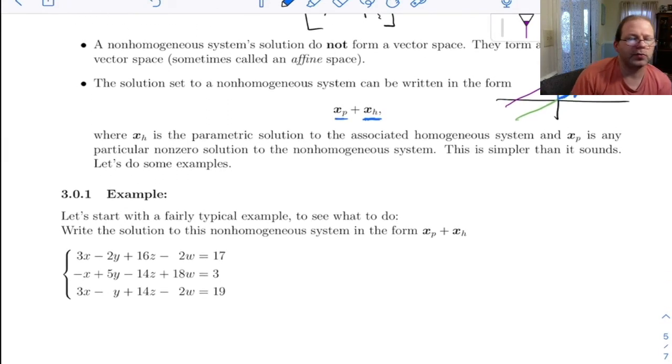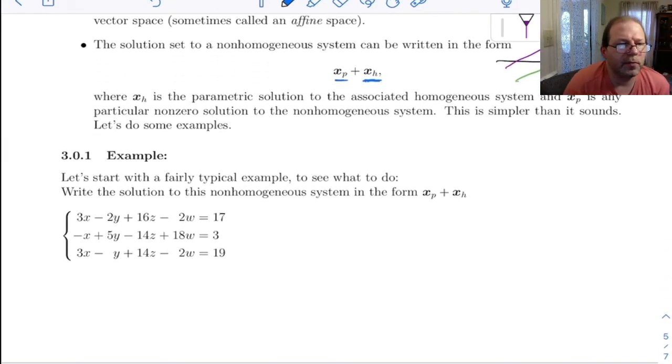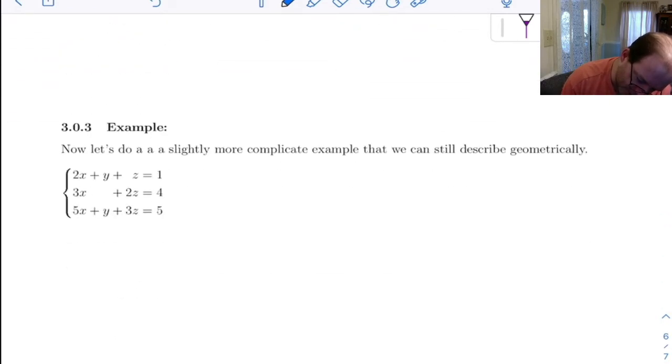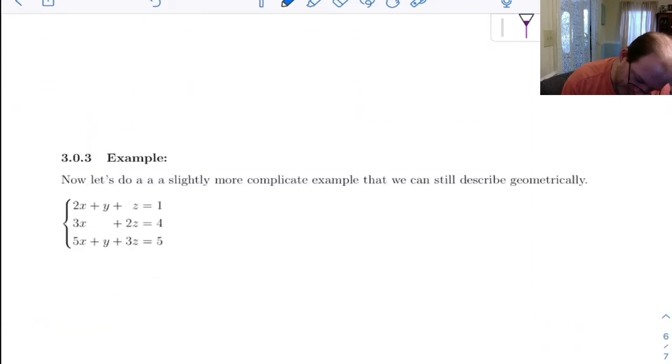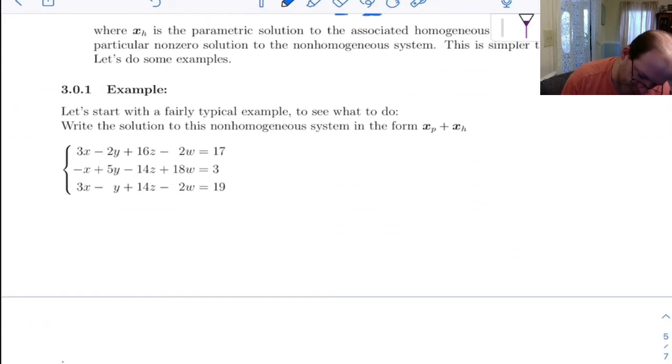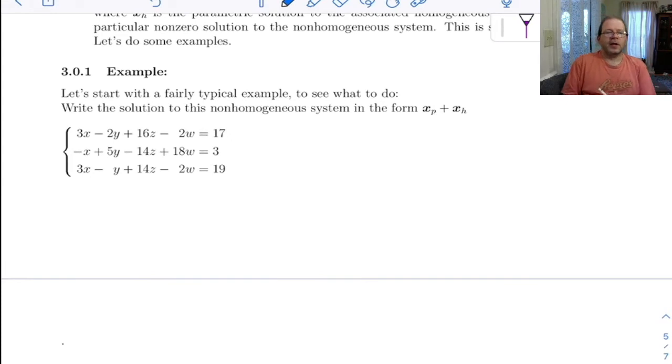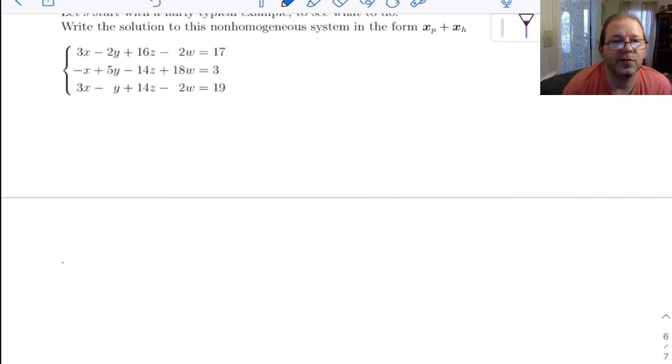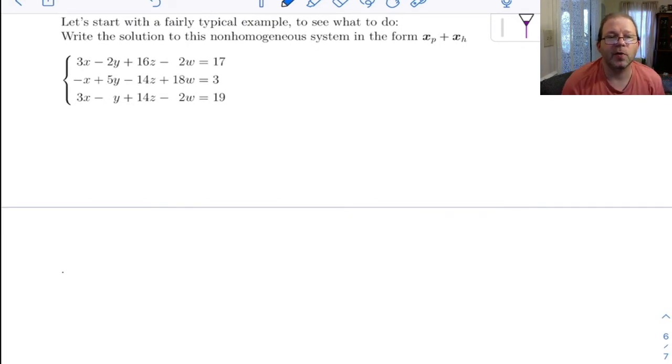So I want to do several examples here. The first one is a fairly typical example. I want to do this example, and then we've got several more of varying levels of difficulty. But let's do this first one just to get the technique down. Now, to start with, it's not really any different than solving this system like we've already been doing. It's really just how we write the answer that's going to be different this time.